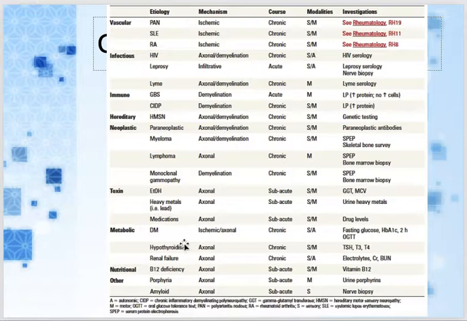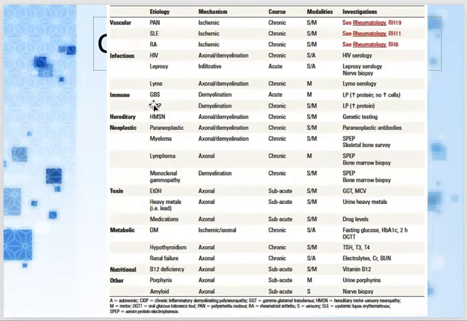Hypothyroidism gives axonal damage. Renal failure gives axonal damage. Porphyria gives axonal damage, and amyloidosis gives axonal damage as well. So these are all the causes of peripheral neuropathies, and of course, that's how we approach the patients. As I told you, we ask all these questions.